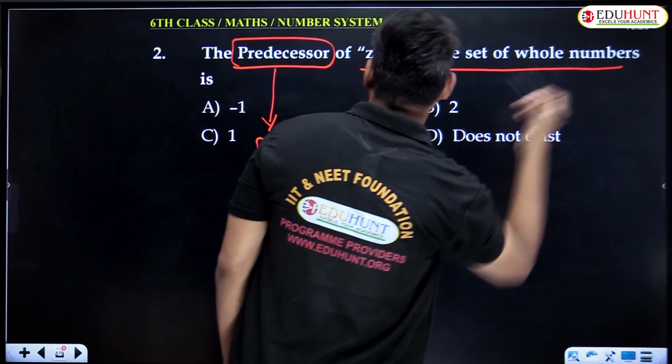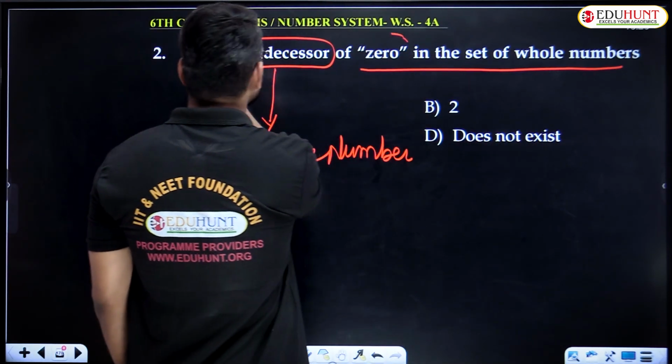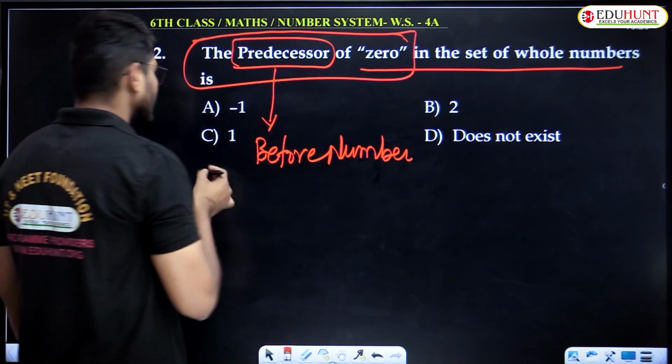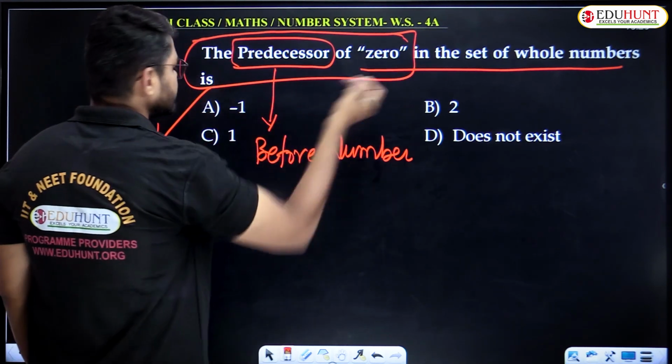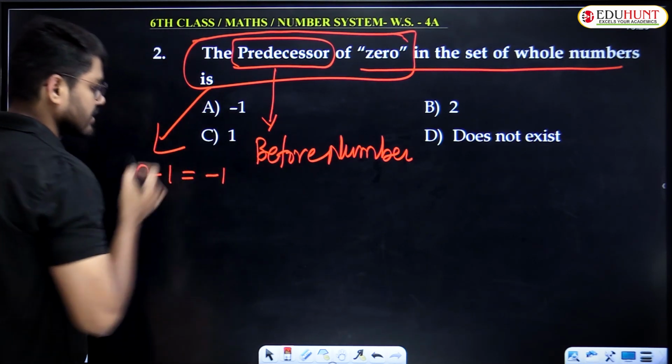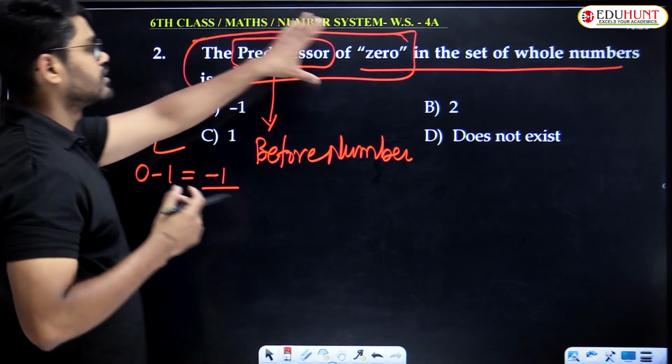Predecessor of 0 in the set of whole numbers. Write the statement till here: the predecessor of 0. Predecessor of 0, 0 minus 1 is nothing but minus 1. So the predecessor of 0 is minus 1.